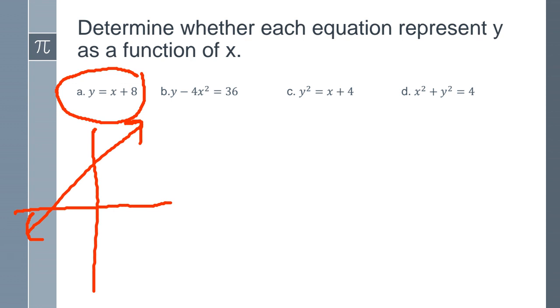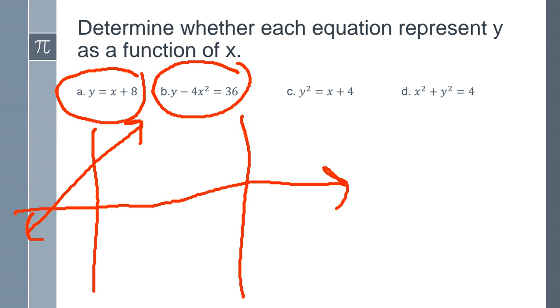Now for the second one, and it's okay if you're not sure right now what the graphs are supposed to look like, don't worry because you'll have some lessons where you're going to learn what these graphs should look like. So for this one, this is a parabola, and I'm just going to draw a sketch, but the shape of this graph is going to be something like this. So that would also pass the vertical line test, and so that would be a function as well.